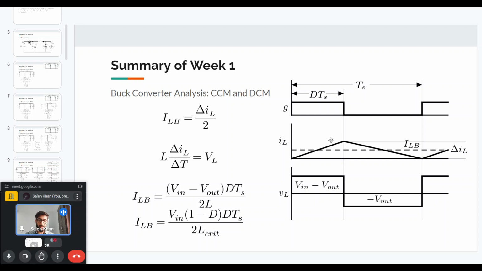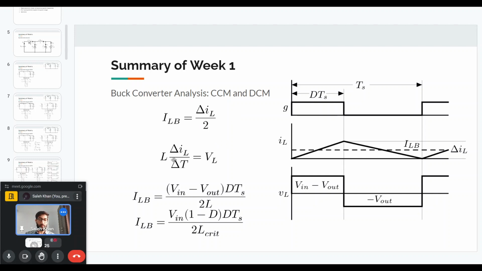So we can understand that during the boundary condition, the average inductor current will be equal to half of the ripple in the inductor current. Because this is a triangular current, and the average of that triangular current is equal to half of the peak of the triangular current. So the average inductor current during the boundary condition is equal to half of the ripple.